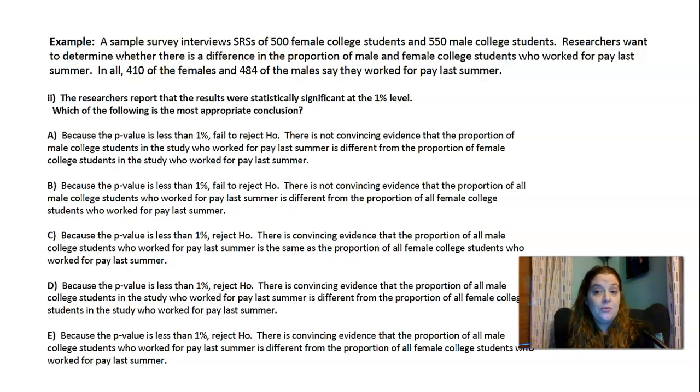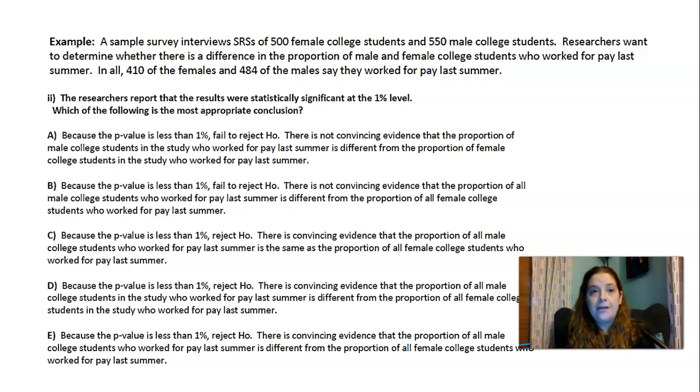And since we're sampling, we would also want to check the 10% condition. We don't know how many people are at this college, but we'd need to check, is it reasonable that 500 is less than 10% of all female college students at this university? Seems reasonable. That'd be about 5,000 females, would make sense. And 550 less than 10% of all male students at this university. And again, that's 5,500. We probably are good to go there as well. So if this is a fairly large university, we should be good on that condition.